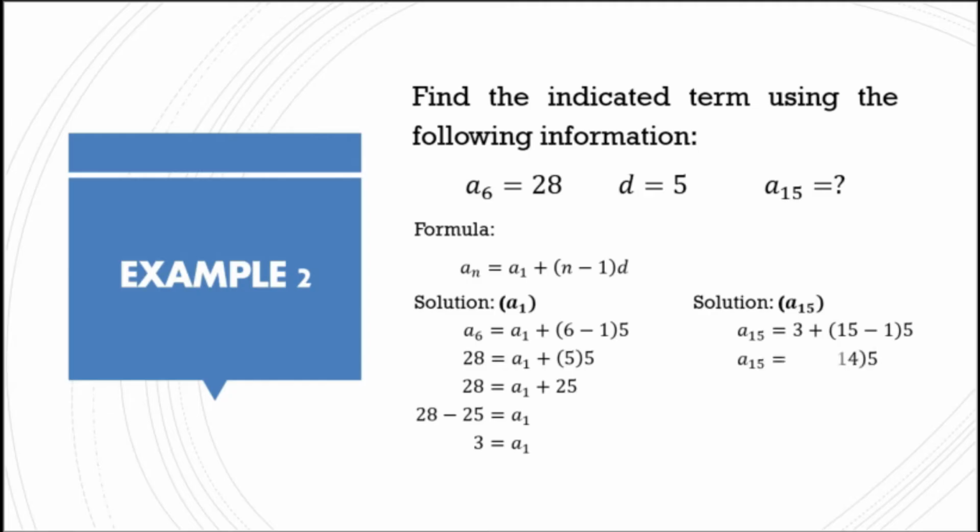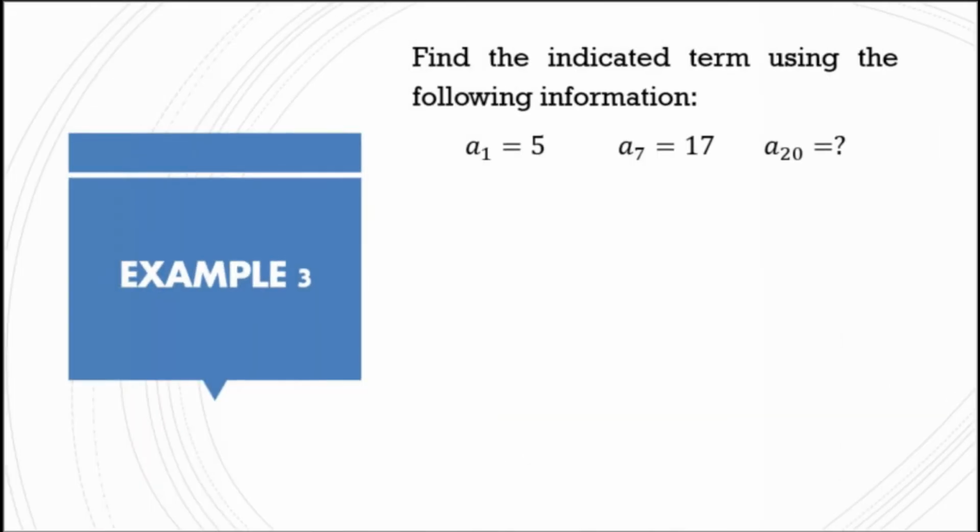So we have 15 minus 1, which is 14, and 14 multiplied to 5, which is equal to 70. We now have 3 plus 70. 3 plus 70 is equal to 73. Therefore, the value of a sub 15 is equal to 73.